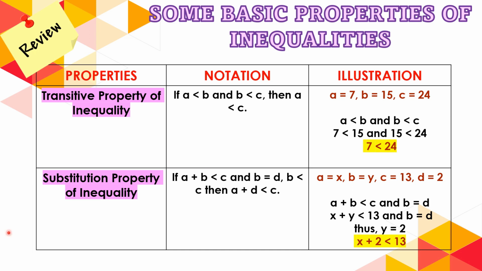Substitution property of inequality. If A plus B is less than C and B is equal to D, also D is less than C, then A plus D is less than C. Let A is equal to X, B is equal to Y, C is equal to 13, and D is equal to 2. A plus B less than C is equal to X plus Y less than 13. Where B is equal to D. Thus, Y is equal to 2. Then we can say X plus 2 is less than 13.